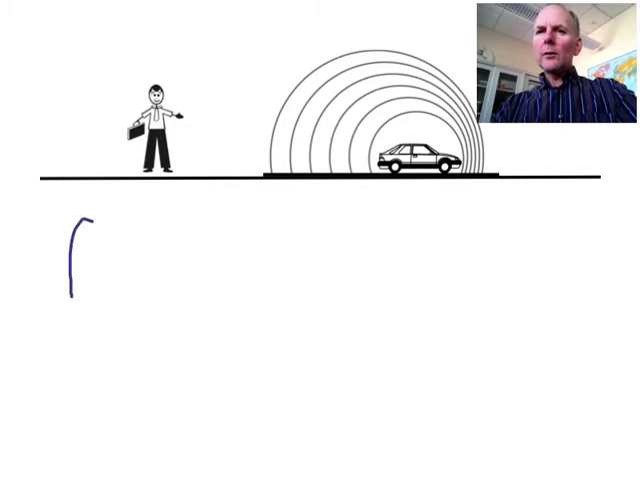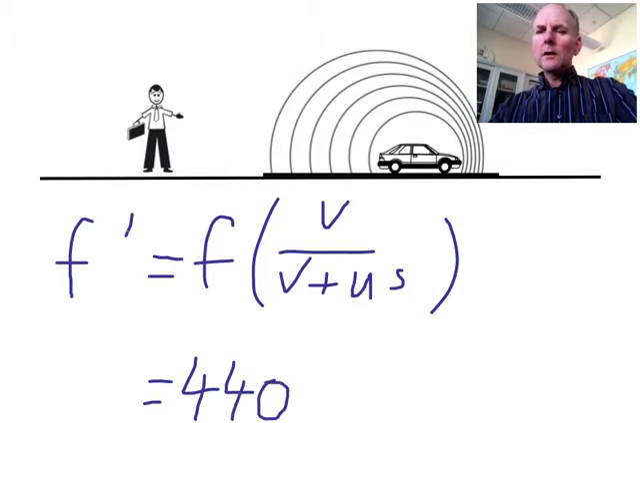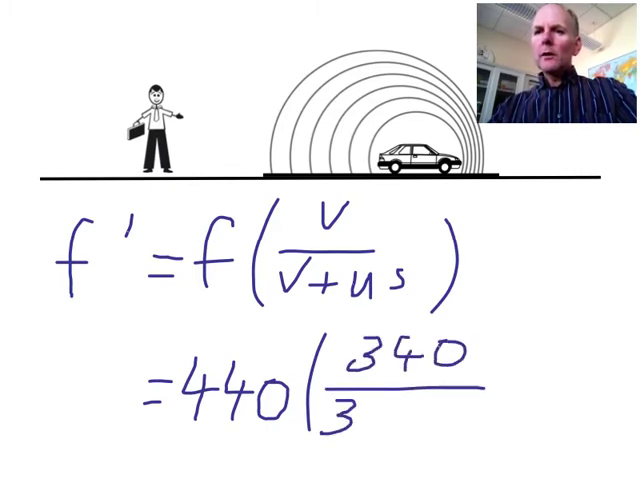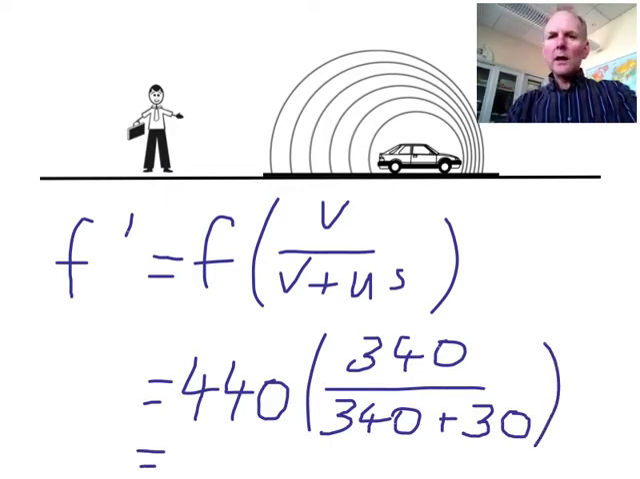So we can calculate that frequency. f prime is equal to f times v over v plus u_s. Let's put those numbers in. We've got 440, the original frequency, times 340 over 340, and this time plus the speed of the vehicle, which was 30 meters per second. Plugging those numbers in, this time we get just over 404 Hertz, so a lower frequency of sound is heard.